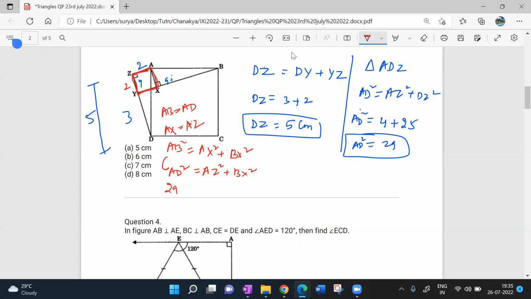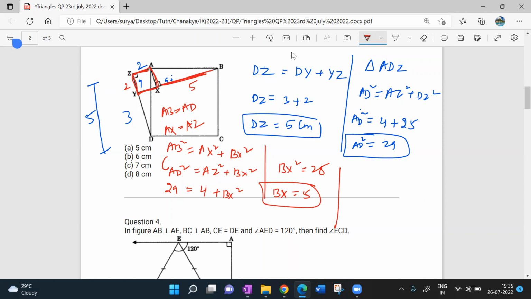AD is 29, so AD square is 29. AZ is 4. So 4 square plus BX square, so BX square is equal to 25. So BX is equal to 5. So XY is 2, so BX plus XY is 5 plus 2, which is 7. Yes, the answer is 7.